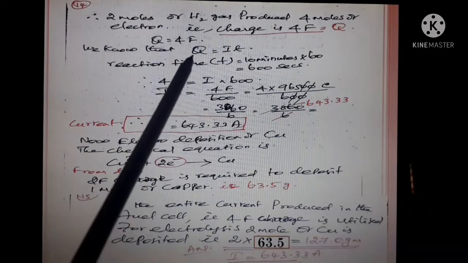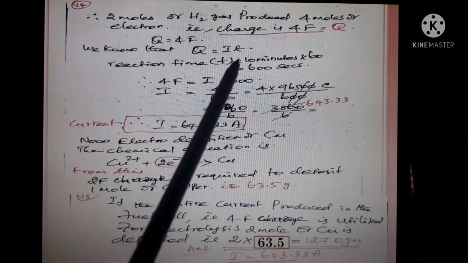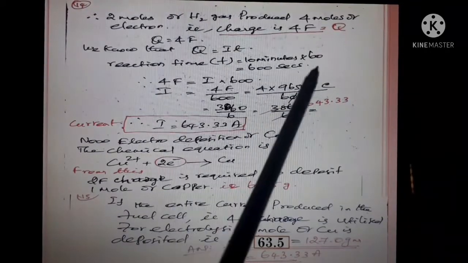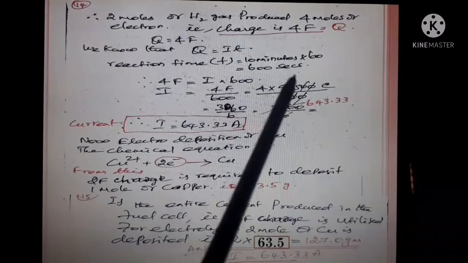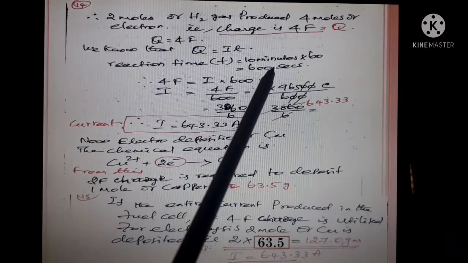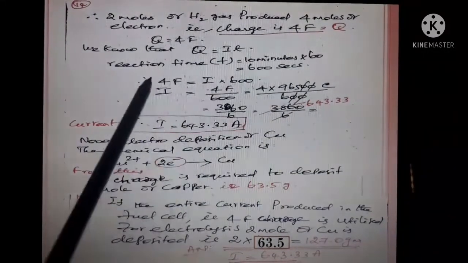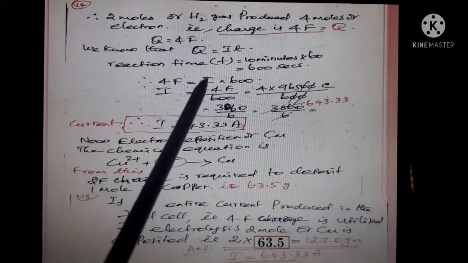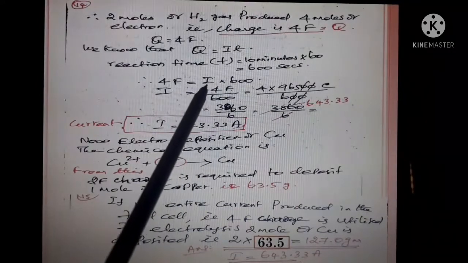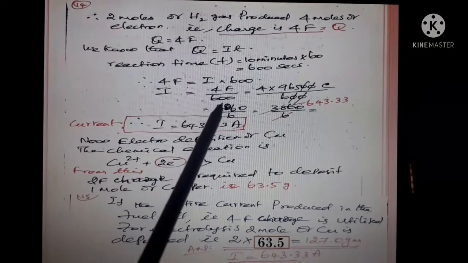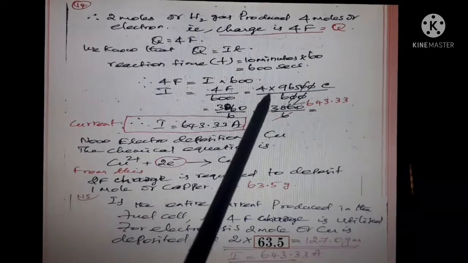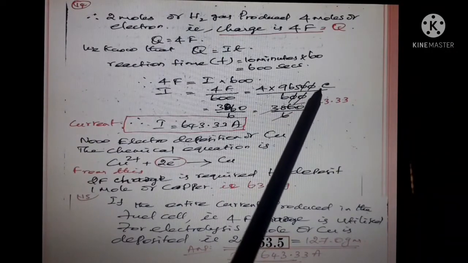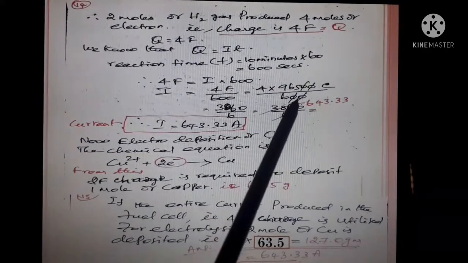You already know the formula: Q is equal to I into t. The time we know is 10 minutes, 10 into 60 seconds is equal to 600 seconds. We change the unit to seconds. Therefore, 4 Faraday is equal to I into 600. So to find the current, I is equal to 4 Faraday divided by 600, which is 4 into 96,500 coulomb divided by 600.